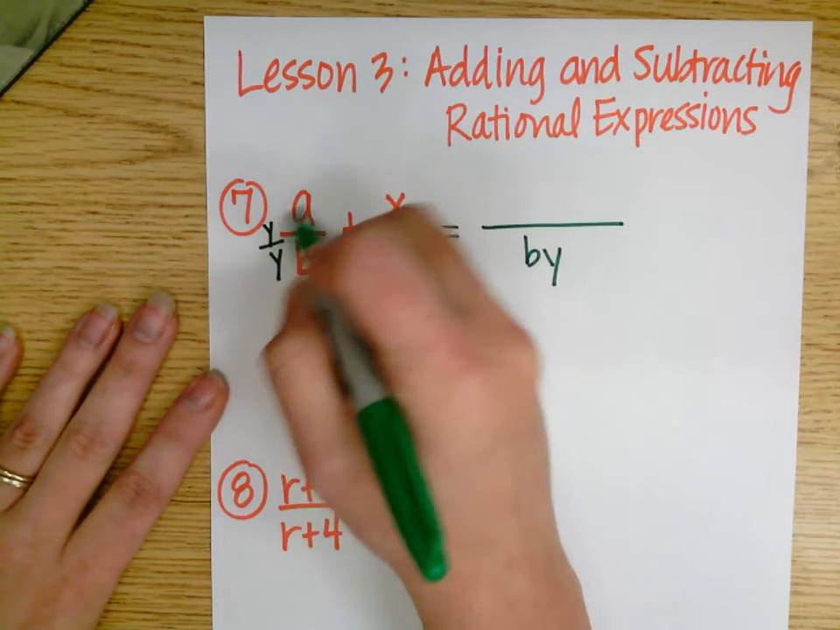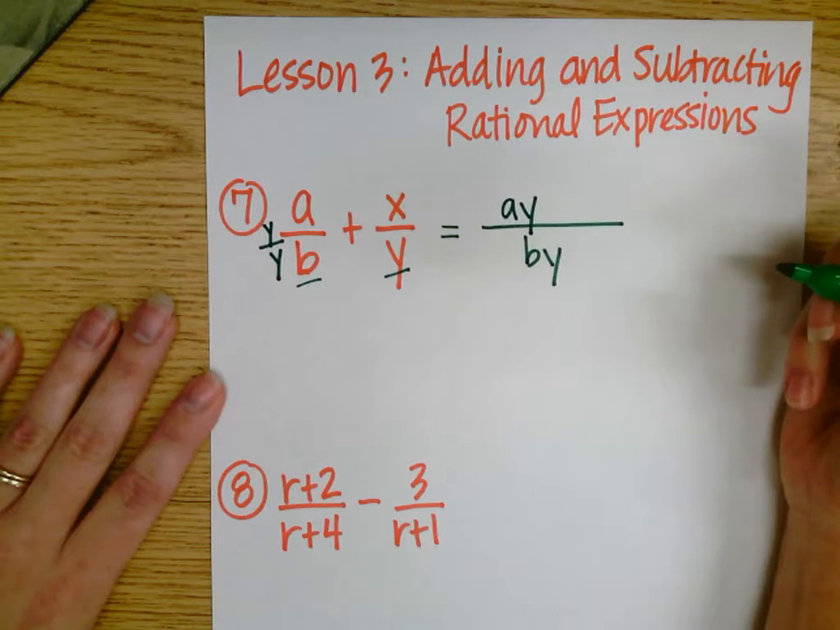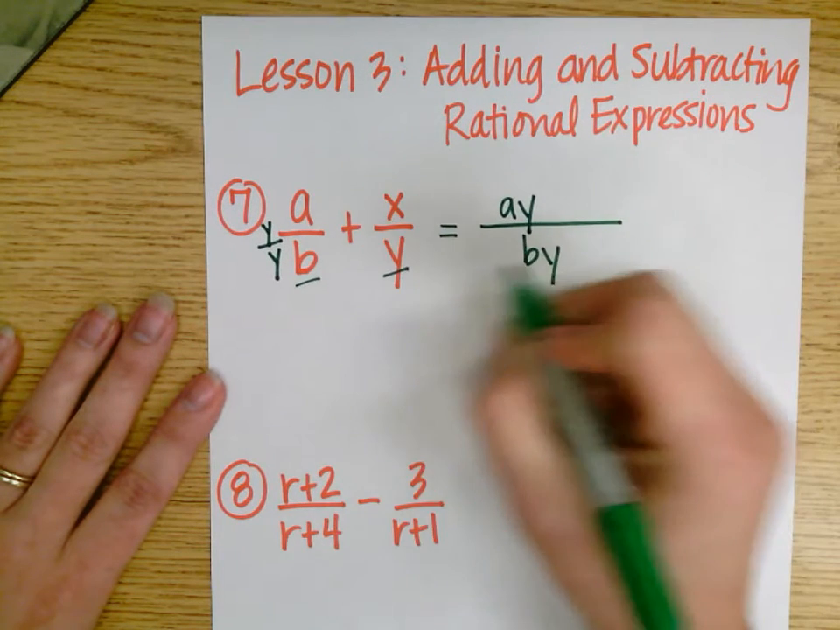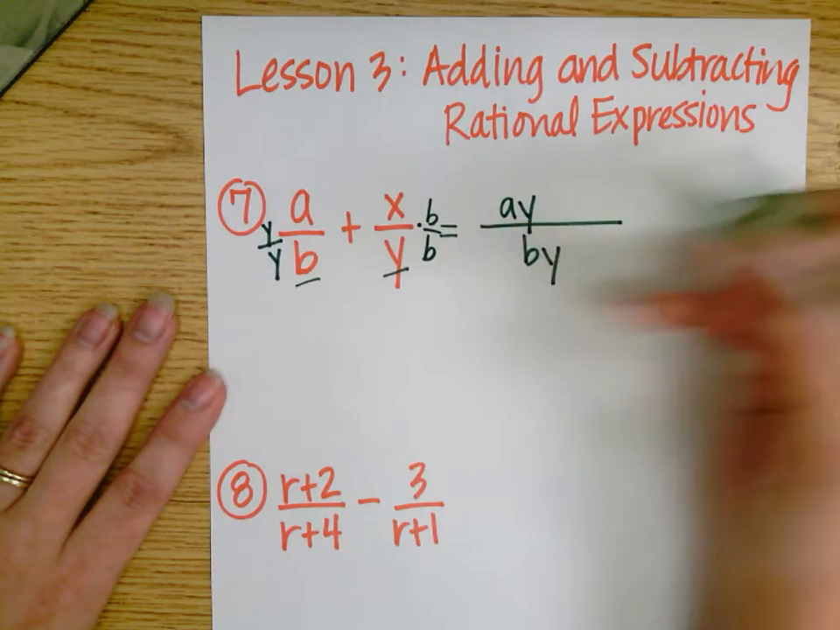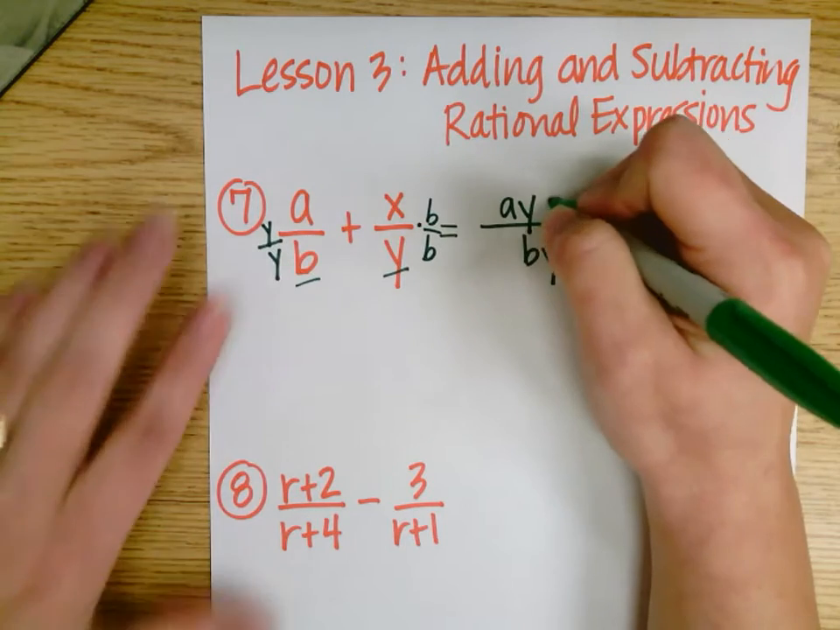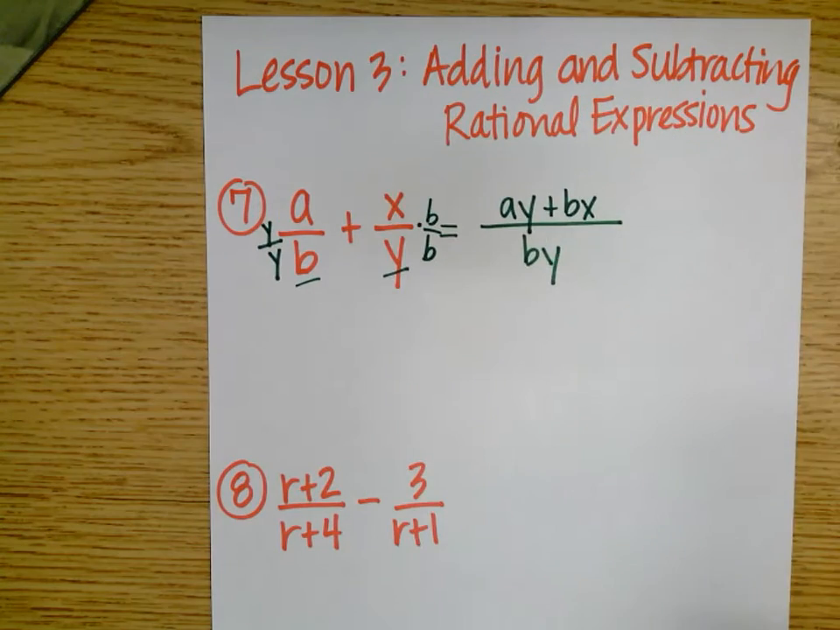And so when I multiply that, I like them in alphabetical order, but they don't have to be. You could have ya, ya instead of a, y. Alright, to get this one to match, we're going to multiply by b over b. So this ends up being a plus bx. And that's the best you can do. You can't do anything else.